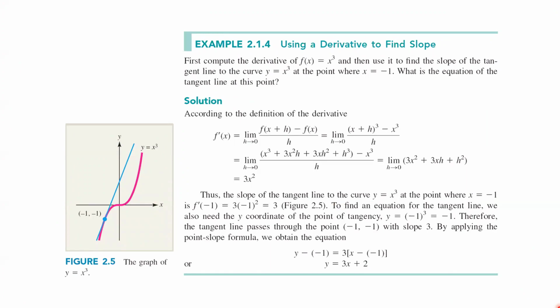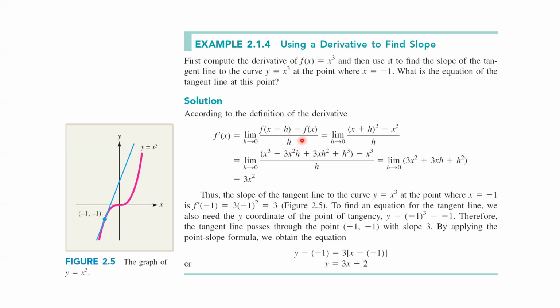So in this example, we are going to interpret the derivative as a slope. We are given f of x equals x cubed, and we're going to find the slope of the line tangent to the curve y equals x cubed at x equals -1. So again, f prime of x is the limit of f of x plus h minus f of x over h as h approaches 0.